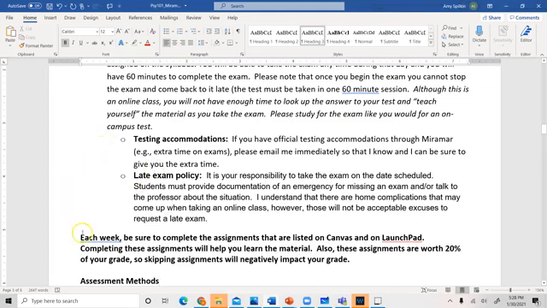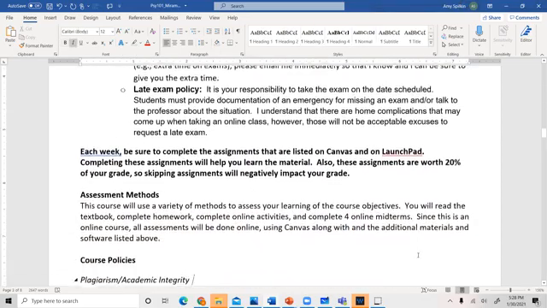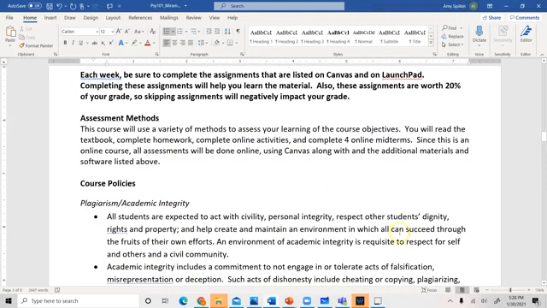As I said up above, each week I want you to complete the assignments on Canvas and Launchpad. Completing those assignments will help you learn the material, and they're worth 20% of your grade. So if you skip those assignments, that will negatively impact your grade. So be sure to do the assignments. As you've heard about the assessment methods, everything is online: homework, activities, and the midterms.